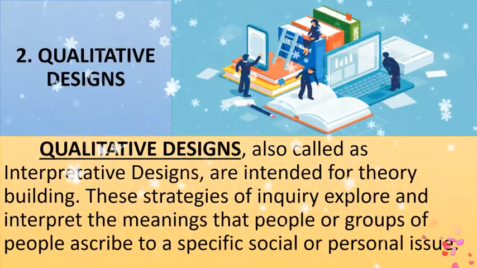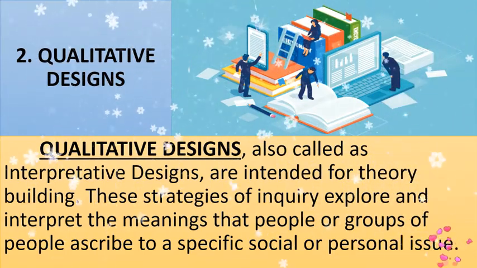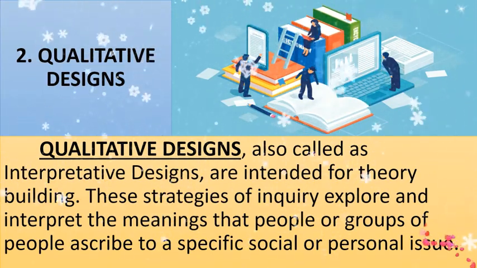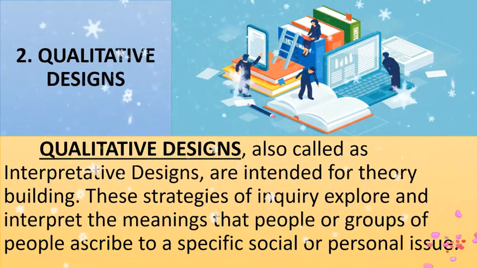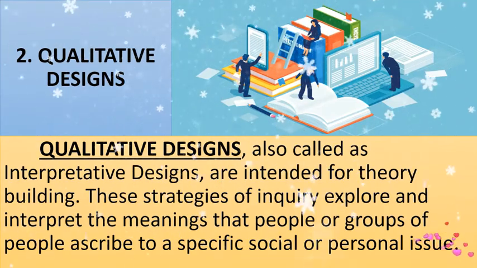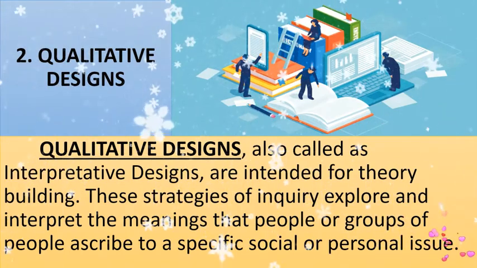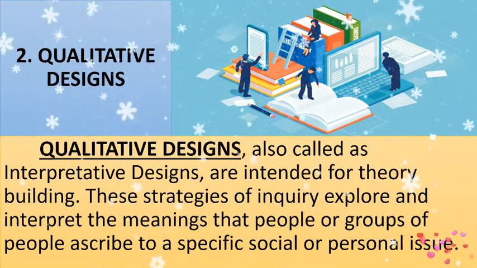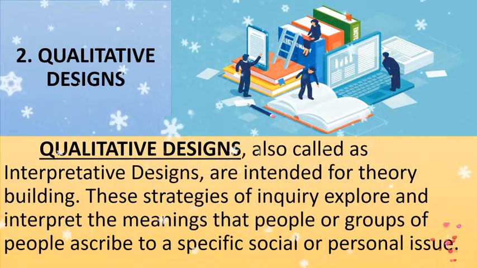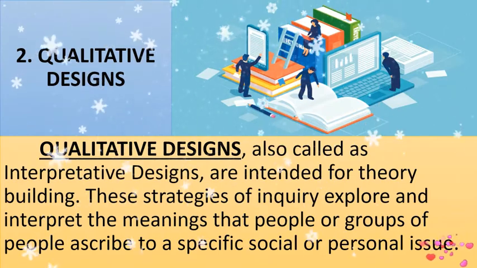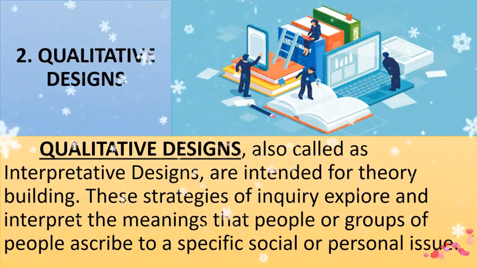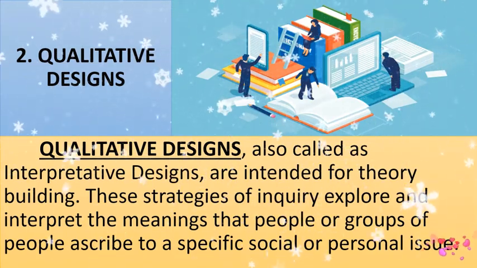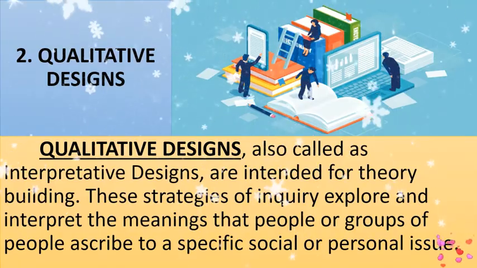So another type of research design is the qualitative design. So this is in contrast with the quantitative design. So qualitative designs, also called as interpretative designs, are intended for theory building. These strategies of inquiry explore and interpret the meanings that people or groups of people ascribe to specific social or personal issues. So the studies is all about specific or personal issues. So it does not require you to have mathematical methods or statistical data to be used, because the research or the study conducted is all about the personal issues. So that's the difference between qualitative and quantitative.